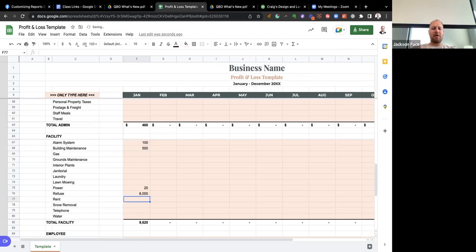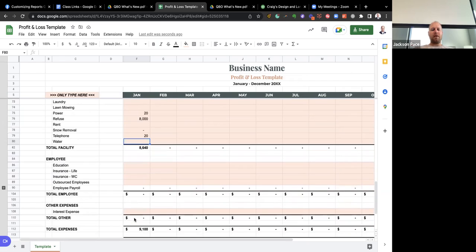It's $8,000 a month now. Snow removal, we'll put 0 there for St. George. Not a lot of snow removal in St. George. Telephone. Again, you would customize this to fit your business. But what we're doing again is we're grouping all of these expenses together. So instead of just sorting every expense A to Z, we're grouping them: admin expenses, facility expenses, and getting a total.